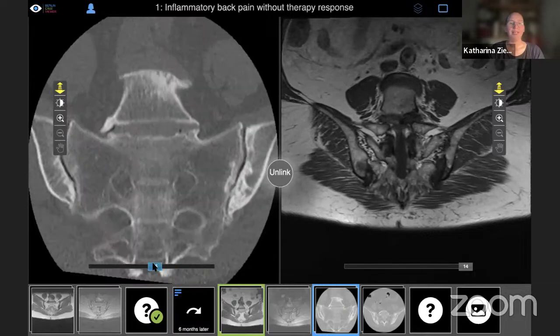Okay, so basically we don't have erosions. We have a lot of sclerosis, and we have bone marrow edema, and those are lesions that can both be found in inflammatory and degenerative disease.